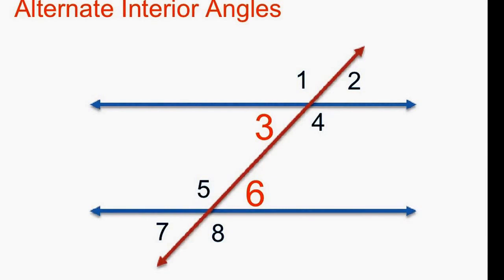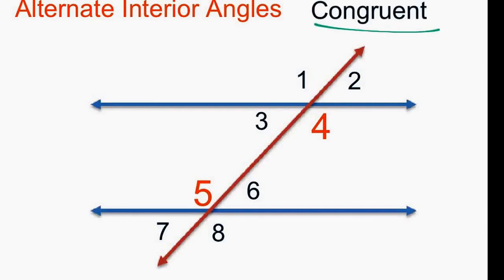Right, then we have alternate interior angles. Alternate refers to the angles being on opposite or alternate sides of the transversal. So one is above it, one's below it, or think of it as one on the left, one on the right. And then interior, once again, are the angles that are inside the blue lines. So angle 3 and angle 6 are alternate interior angles. And angle 4 and angle 5 are also alternate interior angles. If the blue lines happen to be parallel, then alternate interior angles are congruent. So they're going to be the same measure.